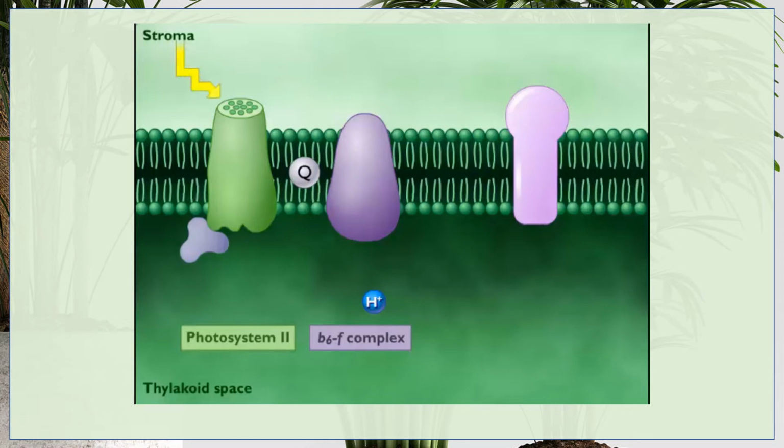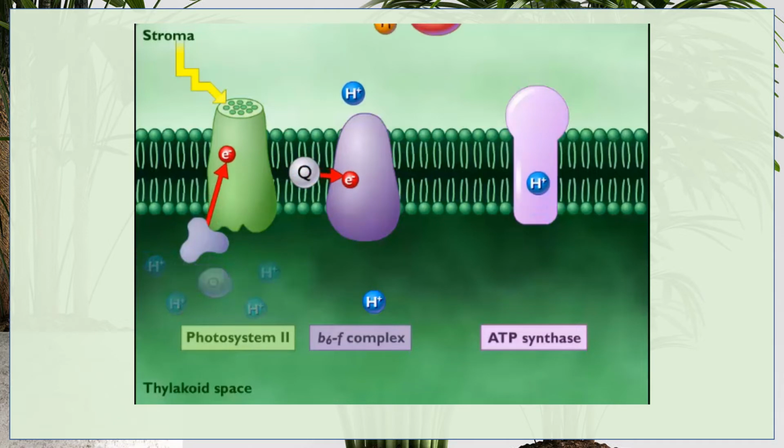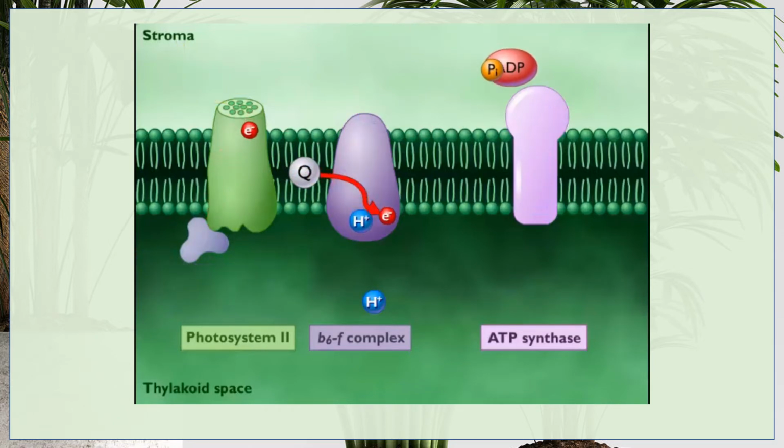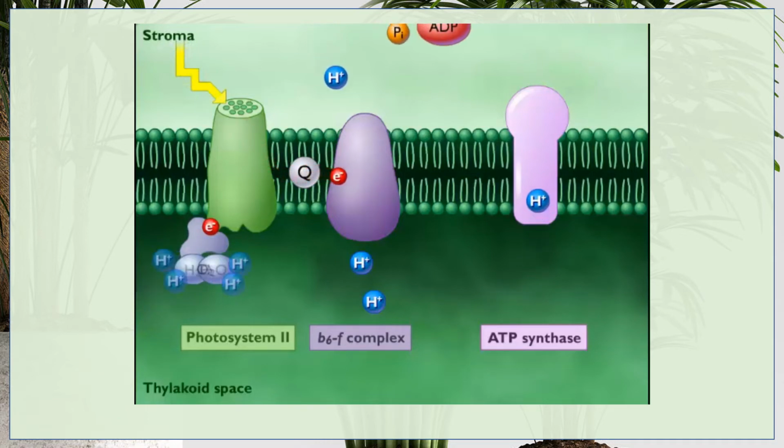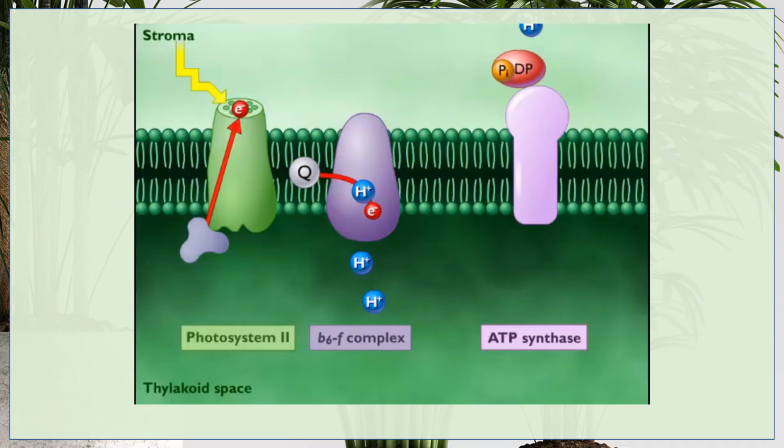Because the thylakoid membrane is impermeable to protons, the protons must pass through the channels provided by ATP synthase. As protons pass through, ADP is phosphorylated to ATP and released into the stroma. This process for making ATP is referred to as photophosphorylation.